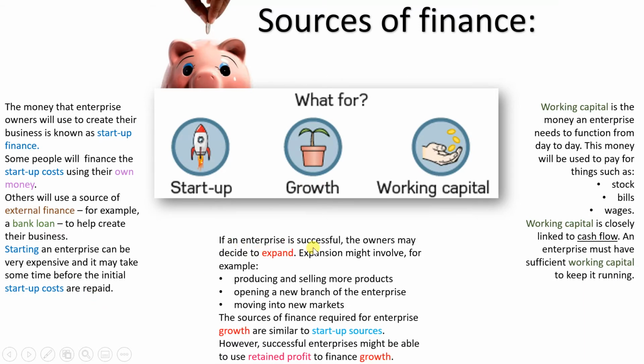If an enterprise is successful, the owners may decide to expand. Expansion or growth might involve, for example, producing and selling more products, opening a new branch of the enterprise, moving into new markets. The sources of finance required for enterprise growth are similar to startup sources. However, successful enterprises might be able to use retained profit to finance growth.